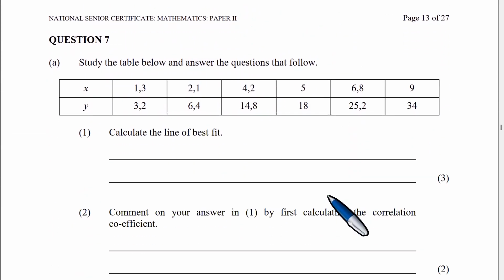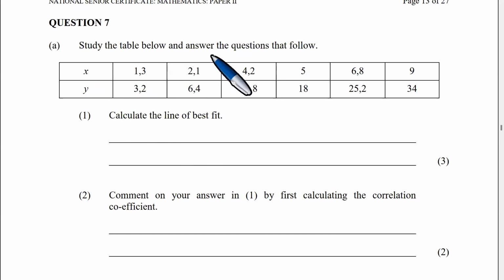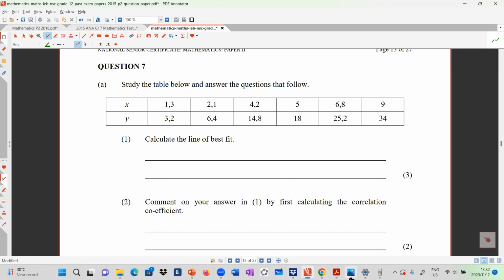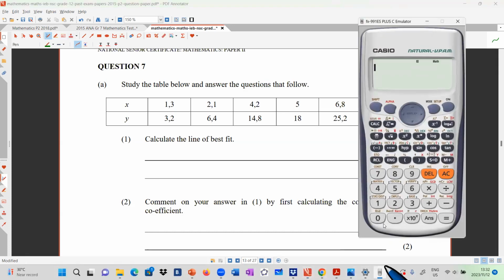Right, if you look at this one here, okay, we did this one, but let's just practice together. Again, I did this example, but it will be very useful for us to practice together. So we're going to do regression analysis. In this question 7, start the table below and answer the questions that follow. Calculate the line of best fit, comment, and so on. But now I decided here I'm going to use the calculator.